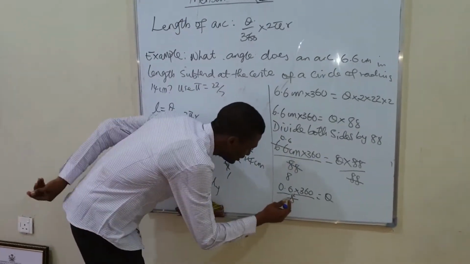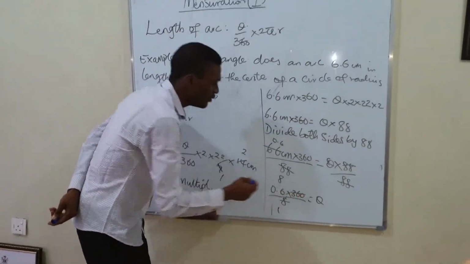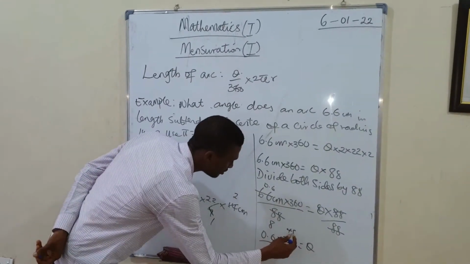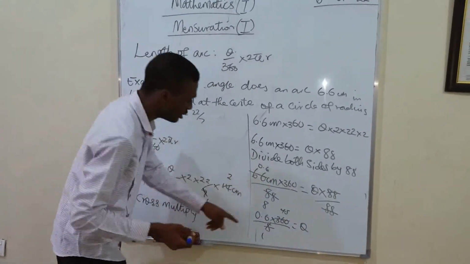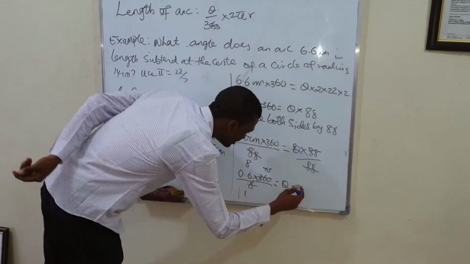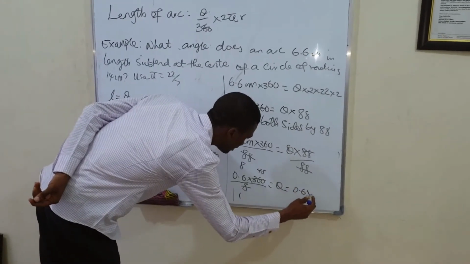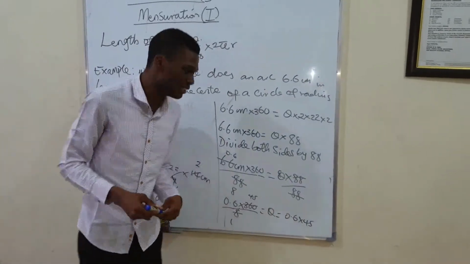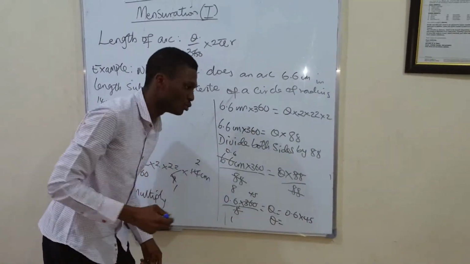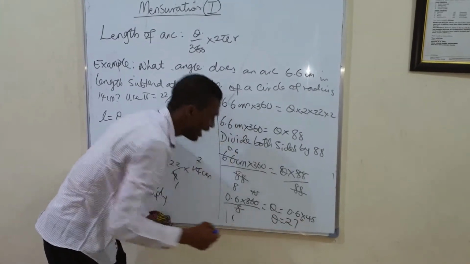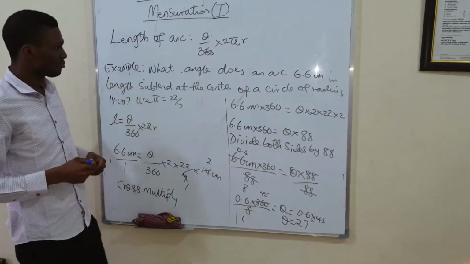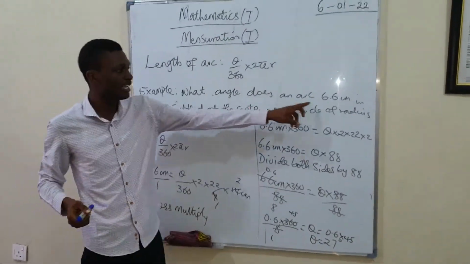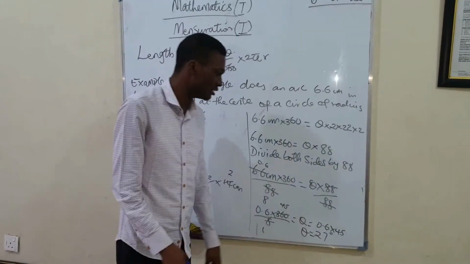Now, 8 into itself is 1. If you divide 360 by 8, that should give you 45. Good. So what we have left is 0.6 times 45. If you calculate that, 0.6 times 45 should be equal to 27. So the angle subtended at the center of that circle, given a length of 6.6 cm, is 27 degrees.